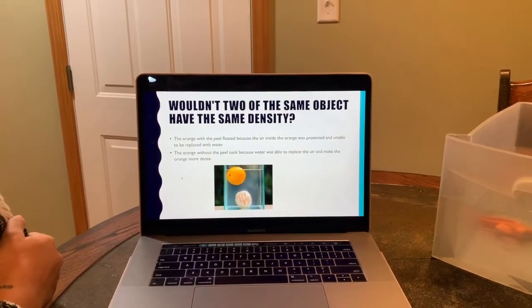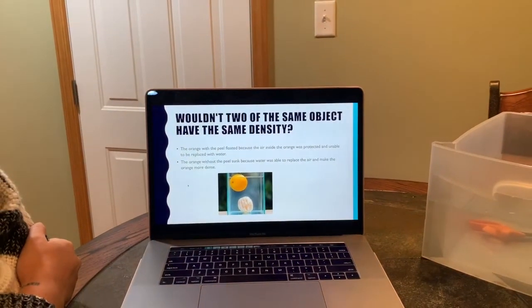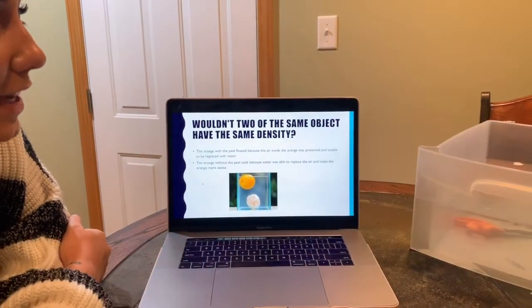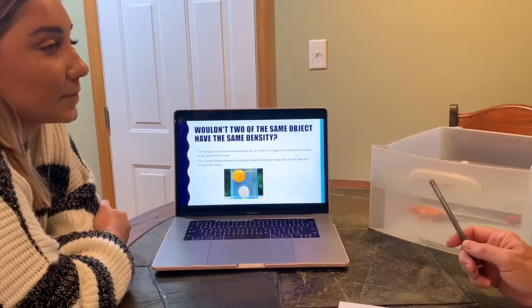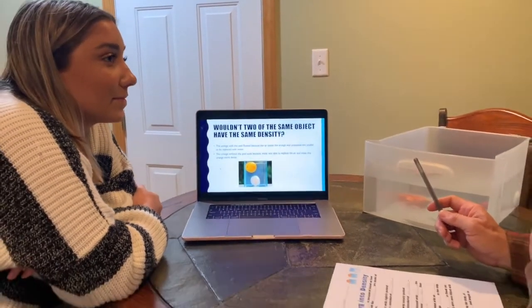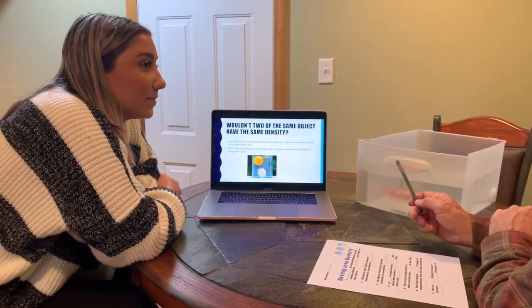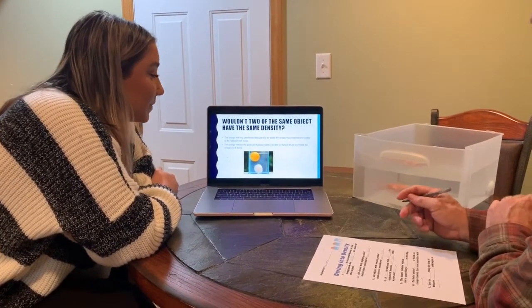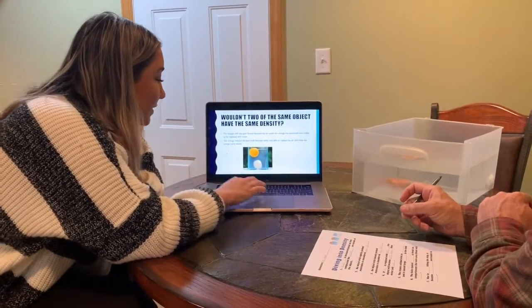And the orange without the peel sunk because water was able to replace the air and make the orange more dense and make it sink. What's interesting is the peel must not allow the air to escape. So that's quite interesting about the orange peel. Yes, it is.